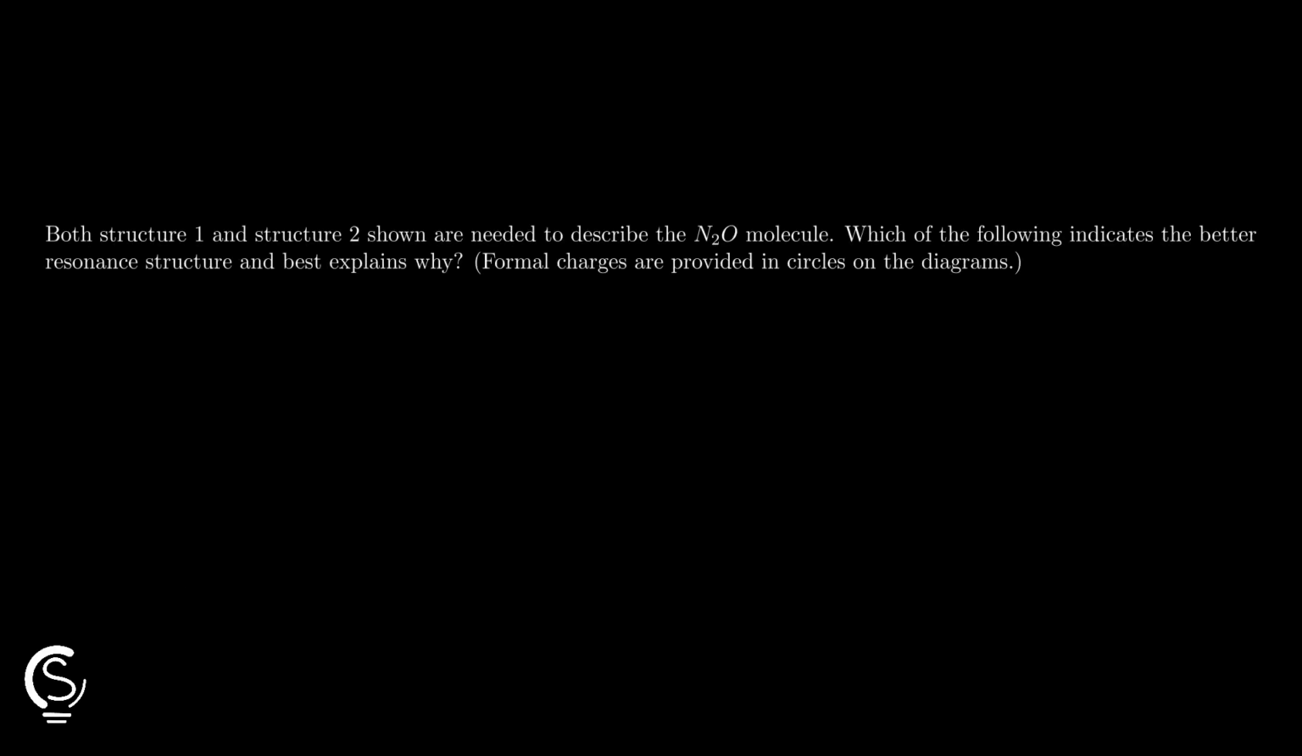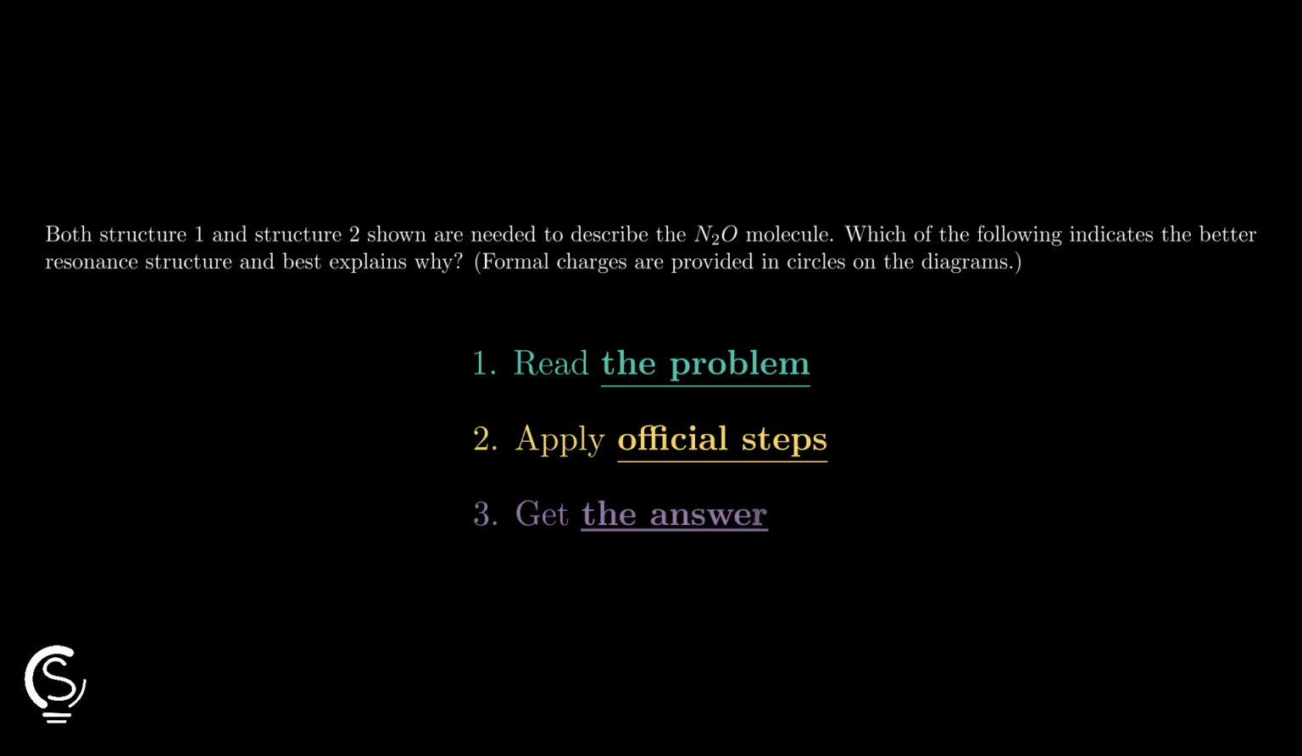Let's level up. Nitrogen oxide resonance structures can be tricky, but we will find the most stable one fast by checking formal charges and electronegativity rules. Let's solve this now.